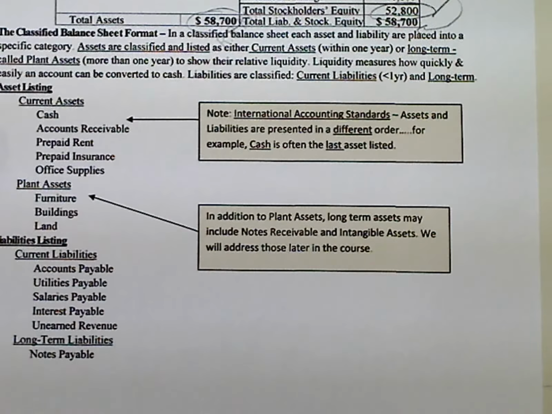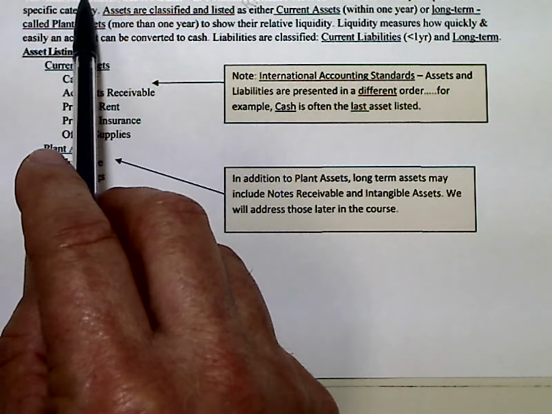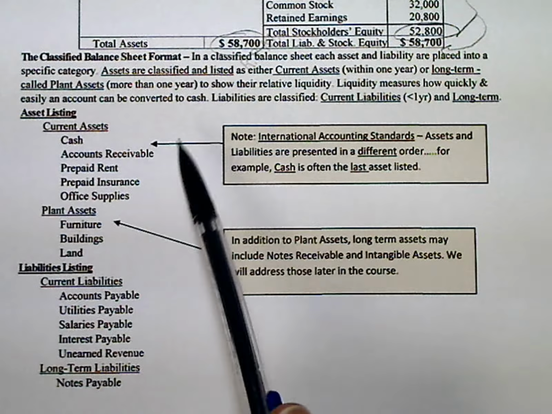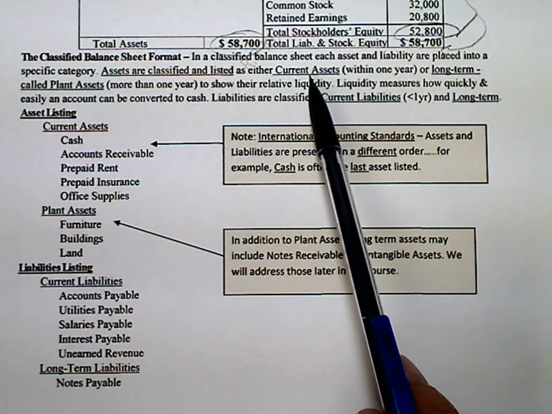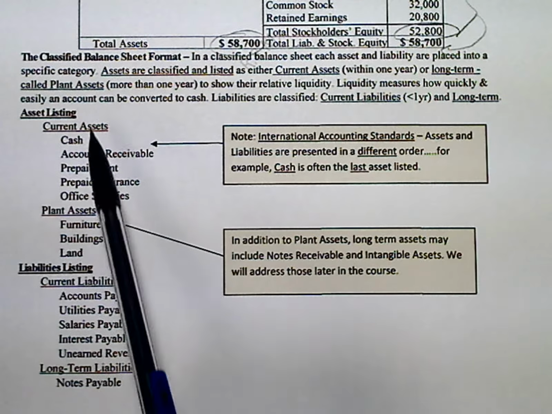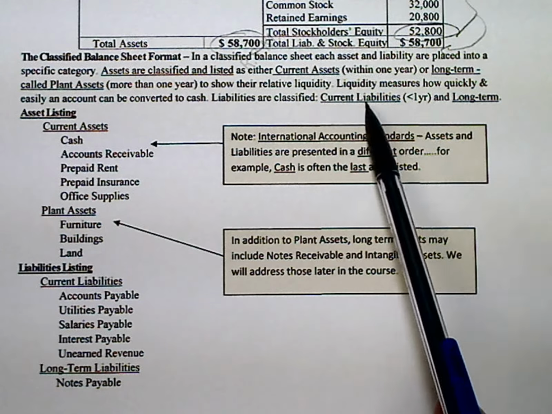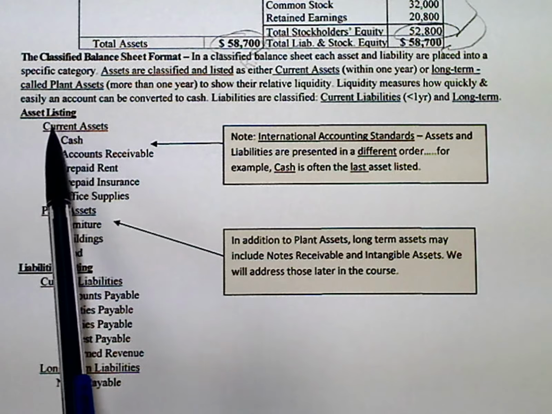Now, we're going to look at the balance sheet a little bit differently here. It's called a classified balance sheet. Put like kinds of things together. Short-term assets are called current assets. Long-term assets, plant assets. We do the same thing with liabilities, short-term and long-term.